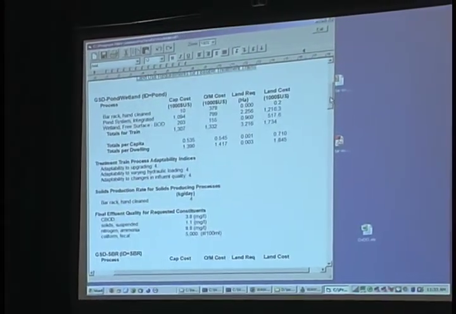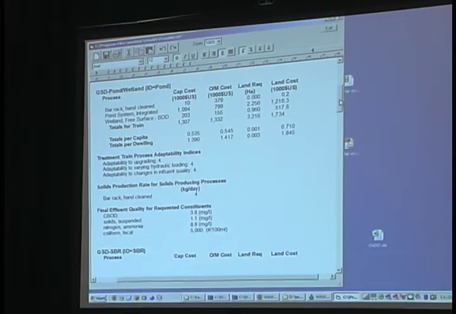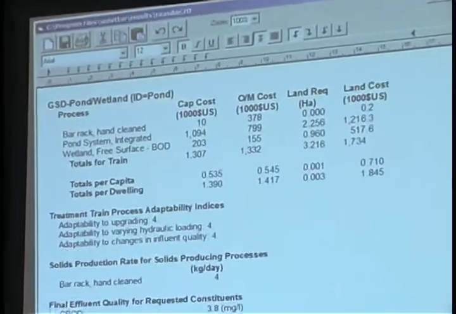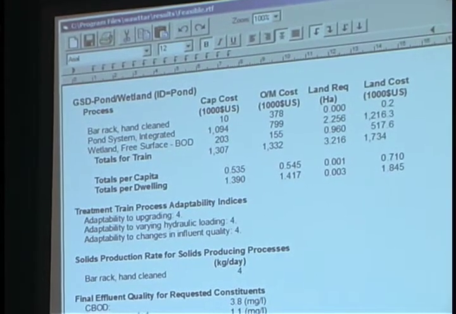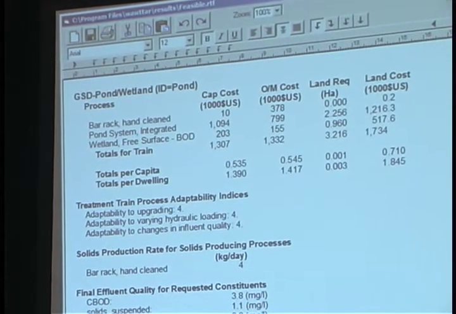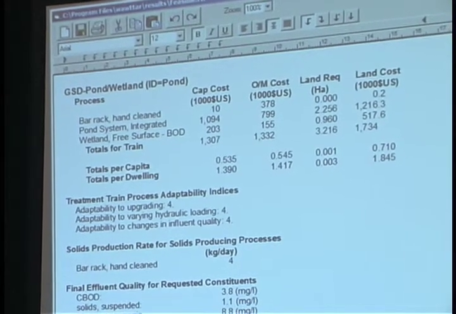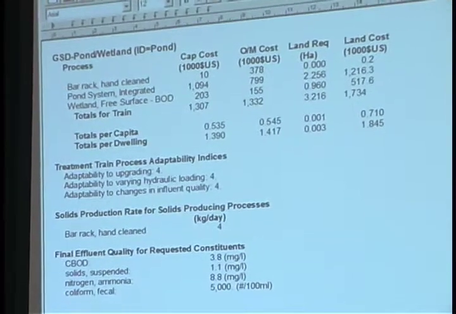So let's look at these two treatment trains. The first one there at the top is a pond and a wetland. So it starts off with a very simple screening bar rack, followed by a pond, followed by a wetland. This is the system that's been proposed for Garberville, hopefully going to construction starting either later this year or early next year. And there's a relatively high cost associated with the land.